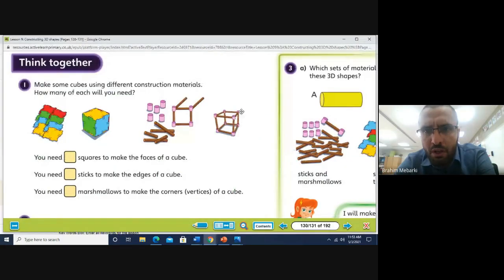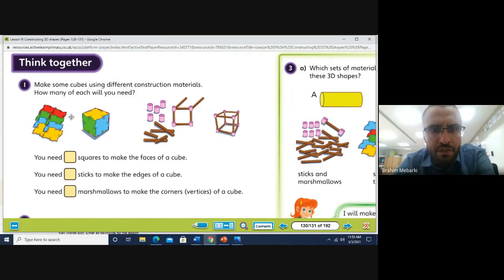So we need 8. 1, 2, 3, 4, 5, 6, 7, 8 marshmallows in order to make the vertices. Why do we need 8 marshmallows? Because a cube has 8 vertices.